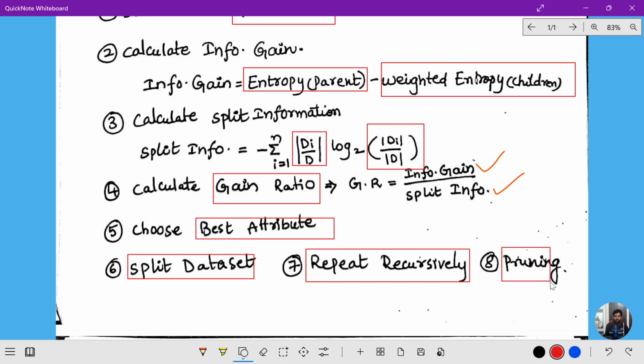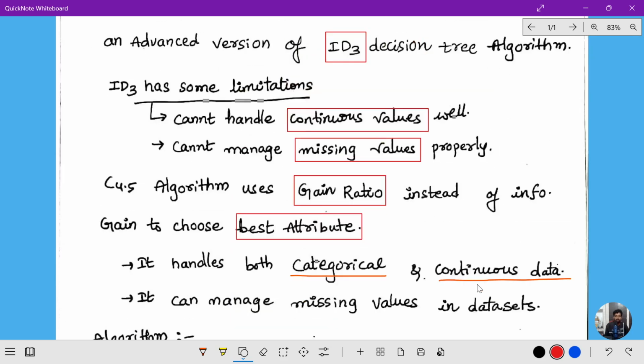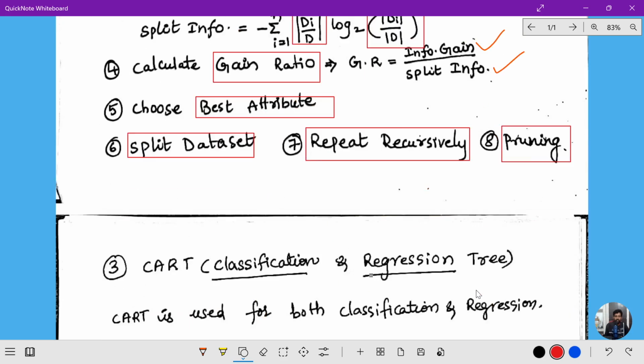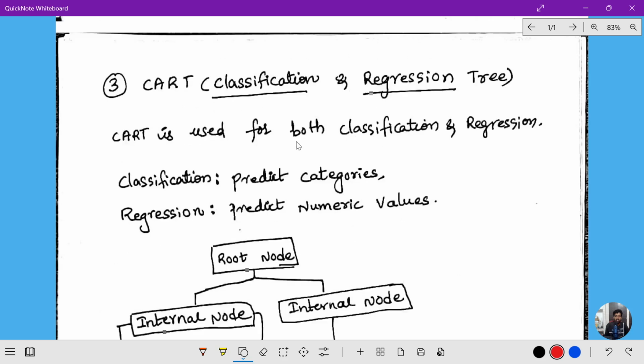Finally, pruning. Pruning means cutting. Cutting means we are going to remove the unnecessary values. So this is C4.5. The final one is called CART.